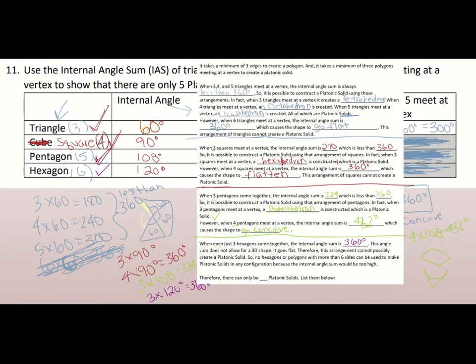So the internal angle sum is too high. This angle sum does not allow for a 3D shape. It goes flat. Therefore, this arrangement cannot possibly create a Platonic solid. So no hexagons or polygons with more than 6 sides can be used to make Platonic solids in any configuration because the internal angle sum would be too high. Therefore, there can only be 5 Platonic solids, which we've listed throughout this proof.